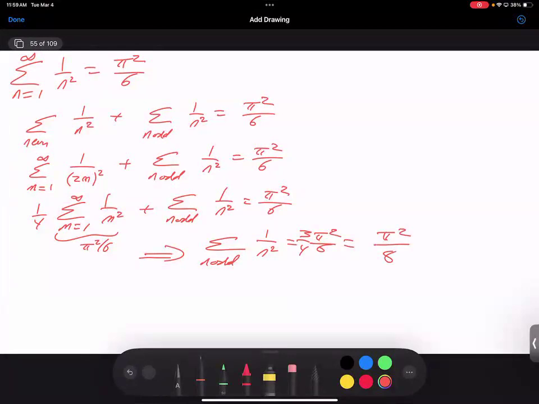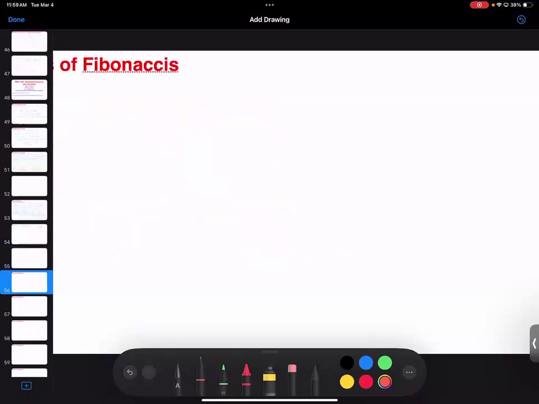So this is a nice trick where by knowing the sum over everything, we could actually deduce the sum over the odds trivially. And so this is a really common theme going from one sum to another. Okay.